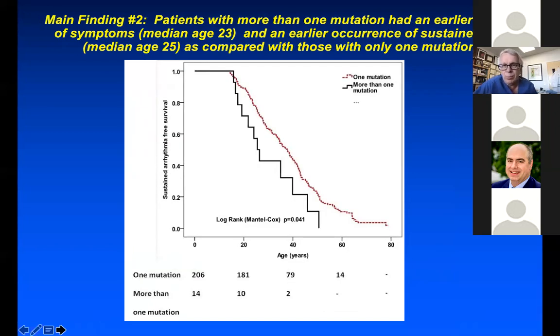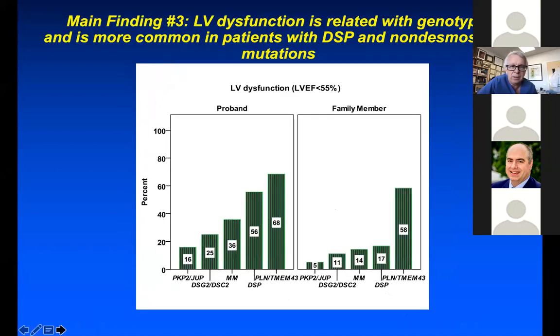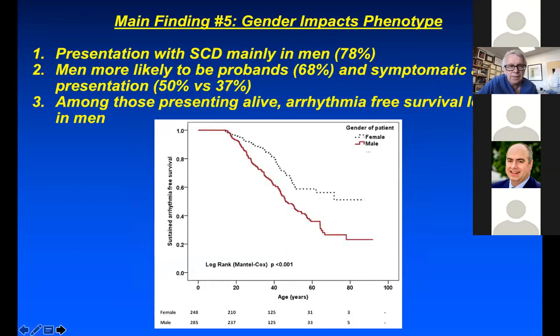Patients with more than one mutation presented earlier than those with a single mutation. So these are the patients with multiple mutations. LV dysfunction is related to genotype. If you look at the patients with LV dysfunction, phospholamban and desmoplakin are the two where you see a lot of LV dysfunction. Plakophilin 2 has only 16% LV dysfunction. So it's very much linked to what the genetic abnormality is.